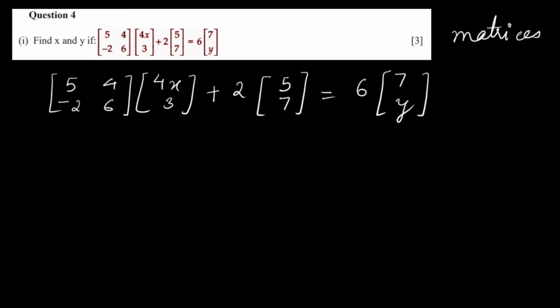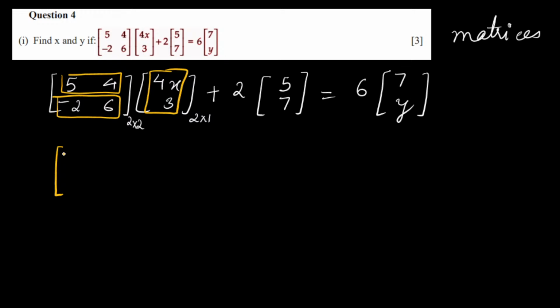For the first two matrices, we have to do matrix multiplication. So for matrix multiplication, I have to consider the rows of the first one. If you see the order of the matrices, the first matrix order is 2 into 2 and the second one is 2 into 1. So order is very important. You should know it at the starting of the multiplication itself. So we have to use rows of the first one and columns of the second one.